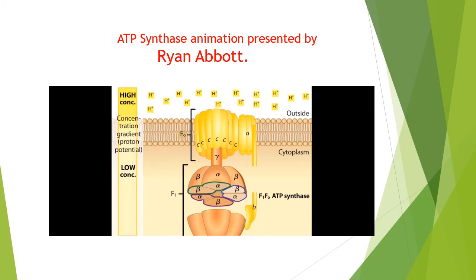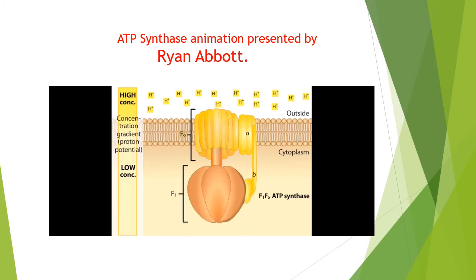The proton gradient across the membrane drives FO to rotate. Protons enter through a channel in subunit A and move into the C subunits, causing FO to rotate in 120-degree steps around the axle. Protons are released from the C subunits into the cytoplasm.